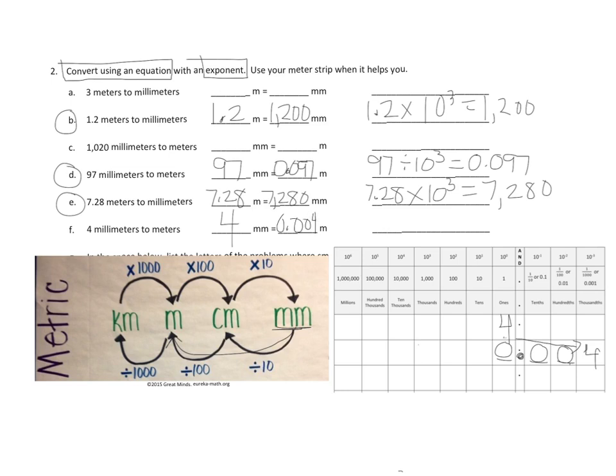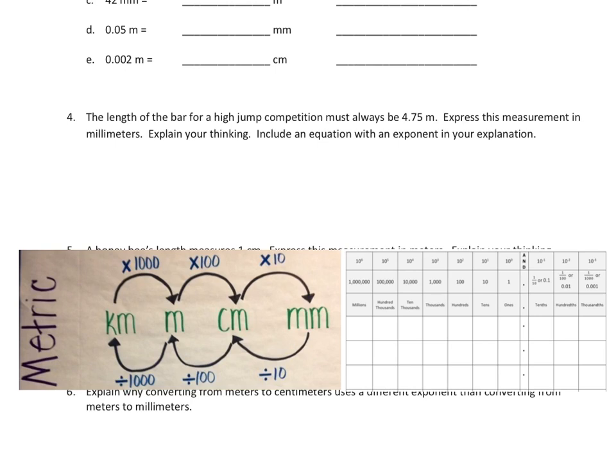So we have 0 and 4 thousandths. So what's the equation that we did? We did 4 divided by 10 to the power of 3, because that represents 1,000, to give us 4 thousandths as our answer. All right, so the final word problem of this lesson is number 4.